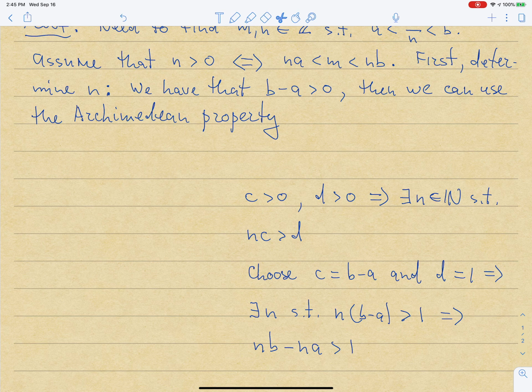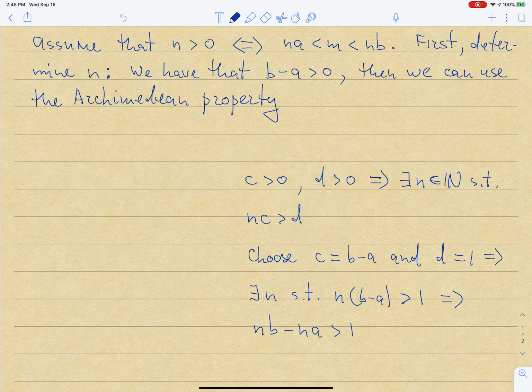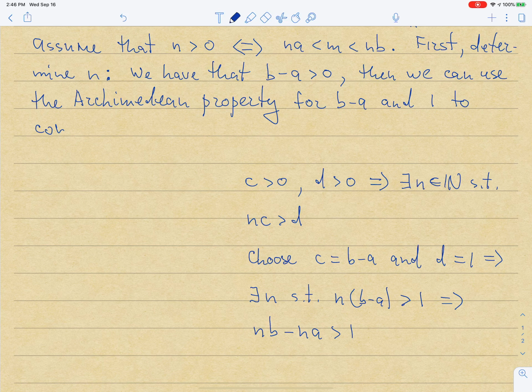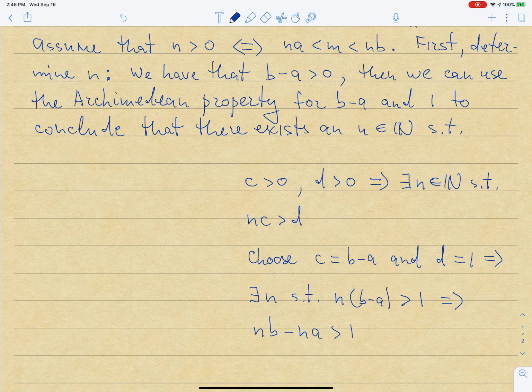Okay, so to summarize what I just wrote here, we can use the Archimedean property for two numbers b minus a and 1 to conclude that there exists an n, a natural number, such that this last conclusion holds: nb minus na is greater than 1.